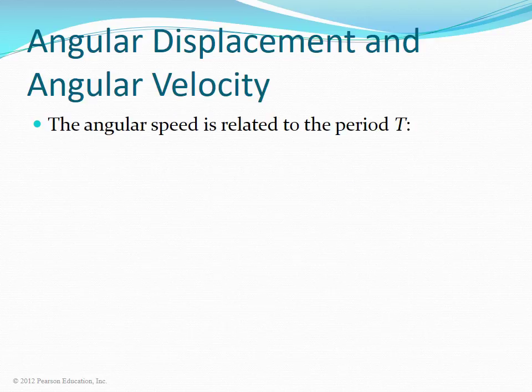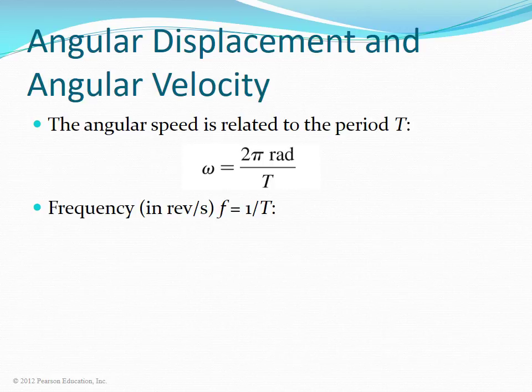The angular speed is related to the period T. If an object rotates 1 complete revolution, it has gone through an angular displacement of 2 pi radians. The time of 1 complete rotation is the period T. So the angular speed is 2 pi radians divided by the period. Since the frequency is 1 over the period, we can write the angular frequency as 2 pi radians times the frequency f.